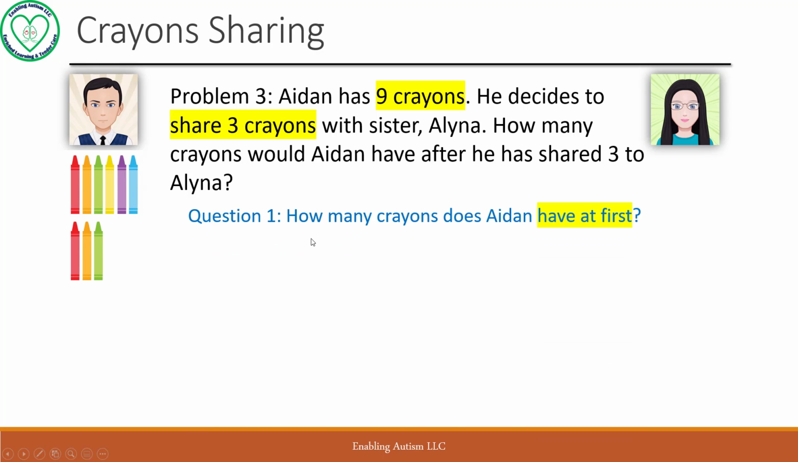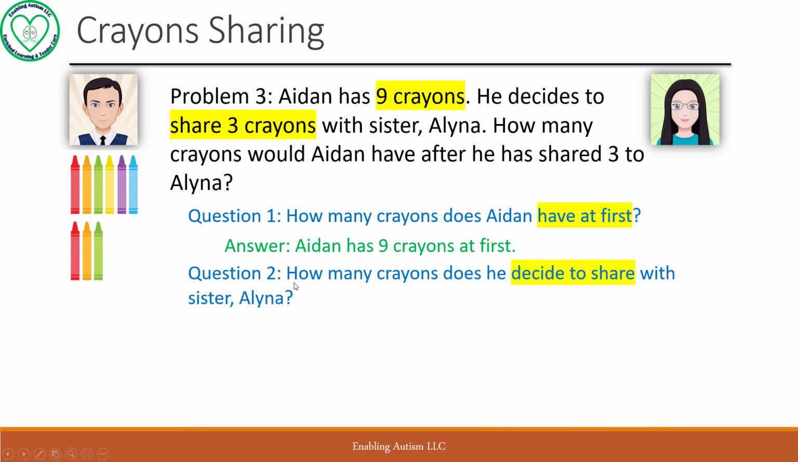Let's look at question 1. How many crayons does Aiden have at first? If we look at our reading here, we will find that Aiden has 9 crayons. Or we can just count the crayons that we see right here. 1, 2, 3, 4, 5, 6, 7, 8, 9. So the answer is Aiden has 9 crayons at first.